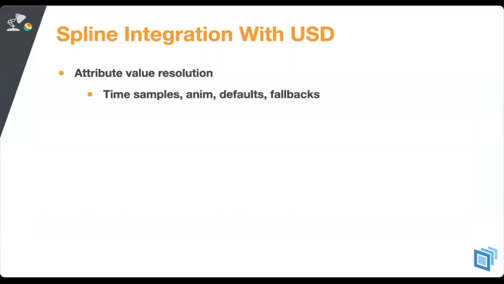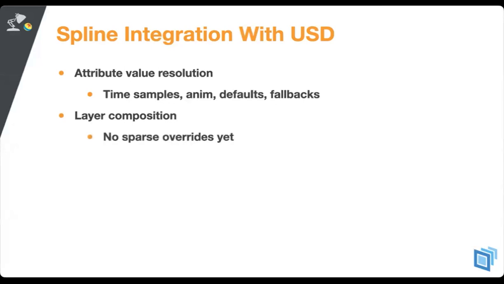The order of precedence will be that time samples are always the highest priority because those are discrete values, followed by animation, followed by the familiar defaults and fallbacks. Layers compose, meaning that if you have multiple layers that have opinions, we pick the strongest layer by means of all of USD's various composition arcs.